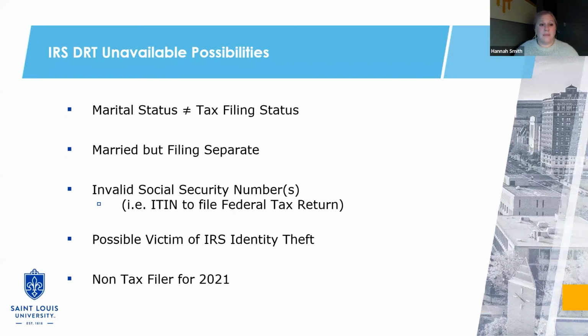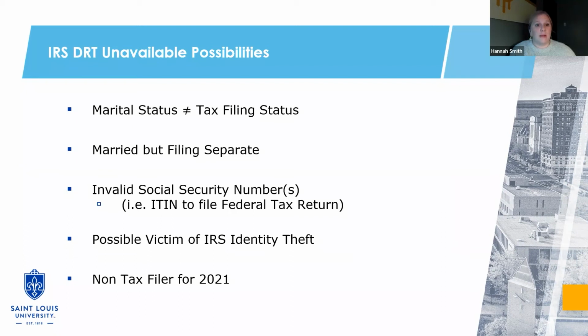There could be some instances in which you are ineligible to use the data retrieval tool. So the FAFSA asks you, as you saw, what's your marital status as of today? If the parent marital status does not equal the tax filing status in 2021, so maybe you were married filing joint taxes in 2021, but as of the day that you're filing the FAFSA, you're divorced or separated, you would be ineligible to use that data retrieval tool.